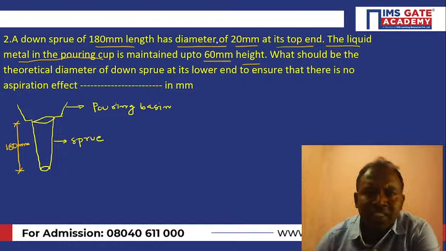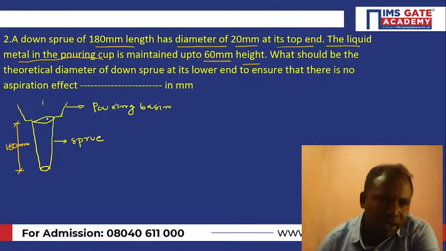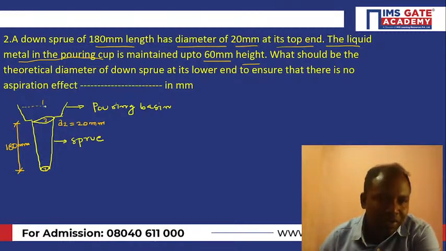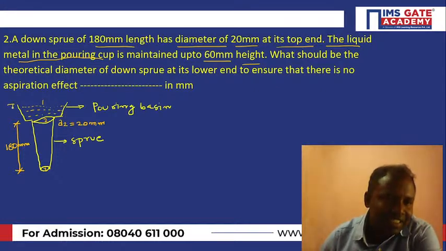Now, what is the diameter at the top end? If I take section 1, section 2, and section 3, here d2 is given. How much, guys? It is 20 mm, so the diameter at the top end is 20 mm. The liquid molten metal in the pouring basin is 60 mm in height.